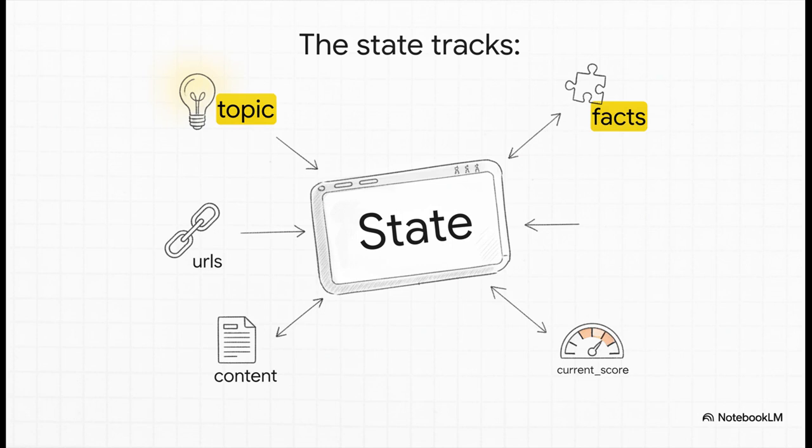Okay, let's look at a real example for that research assistant we were talking about. Here, we can define the structure of our state using a TypedDict. As you can see, it tracks everything: the original topic, the list of URLs we need to check, the content of the current URL we're looking at, its score, and of course, the list of facts we've gathered. This is the agent's brain, basically.